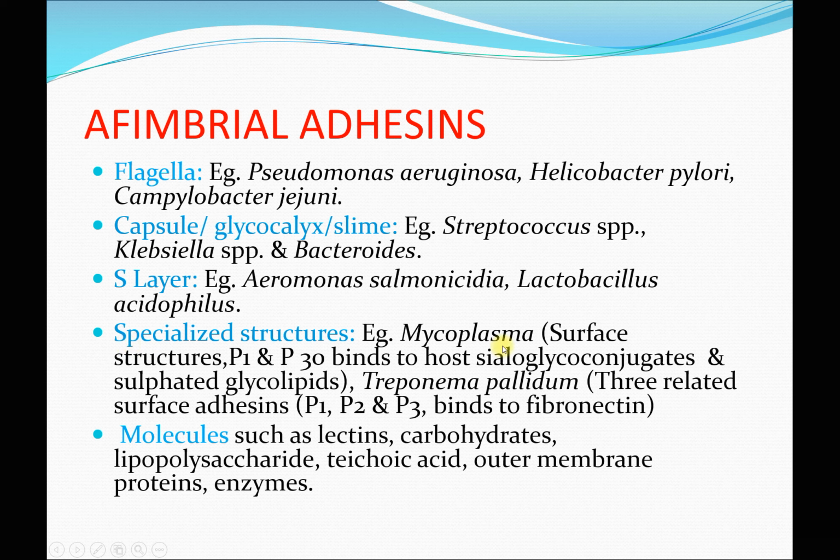Some specialized structures are also present for the attachment. For example, Mycoplasma has the surface structures P1, P13. Treponema pallidum has the surface adhesins P1, P2, and P3, because of which it binds to the fibronectin of the host cell. In addition to these, there are some molecules present in the cell wall, such as lectins, carbohydrates, lipopolysaccharide, teichoic acid, outer membrane proteins, and enzymes, which can also have the function of attachment. So they are also classified under the afimbrial adhesins.